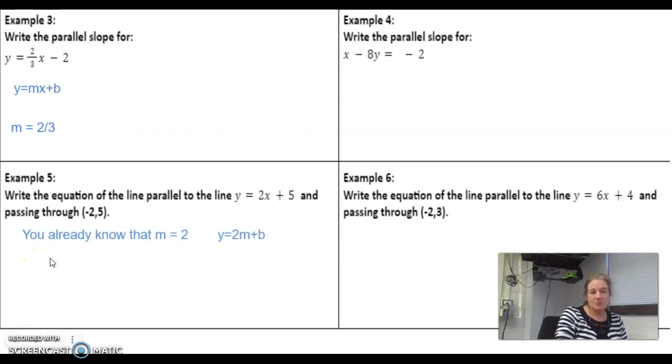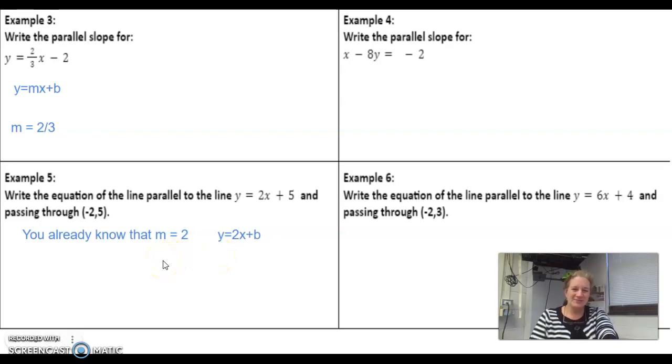So I know my slope, right? If the slope is 2 on this line, it's going to be 2 on my second line. So I just put the 2 in. So I have y equals 2m plus b. I'm sorry, that should have been an x. I apologize. It was a mistake. I went back and fixed it.